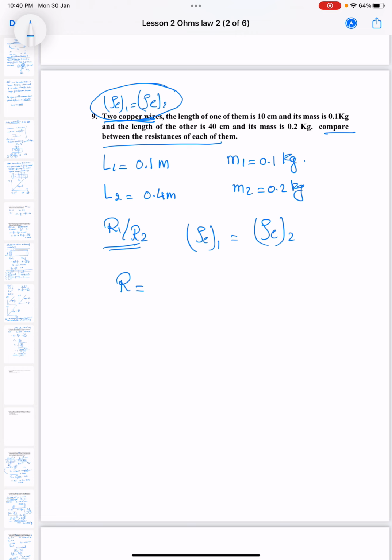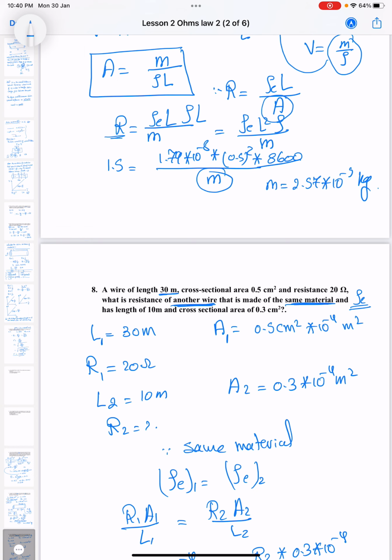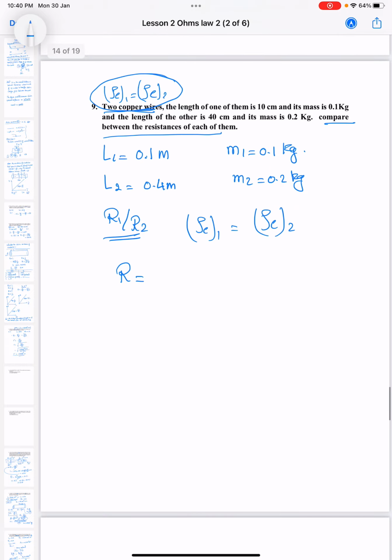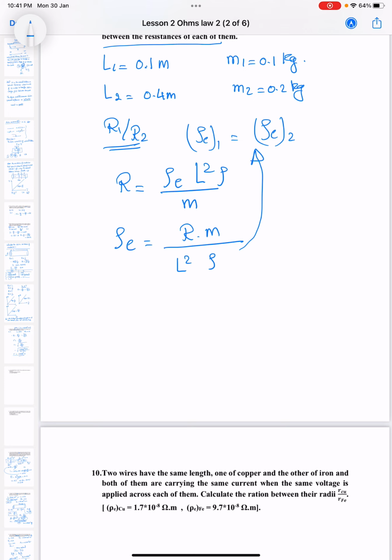Resistance equal, from the last problem. Resistivity rho equals R times A over L, which is R times M over L square times density. Apply this in this equation: R1 M1 over L1 square times rho equals R2 M2 divided by L2 square times rho. Same material, same density.